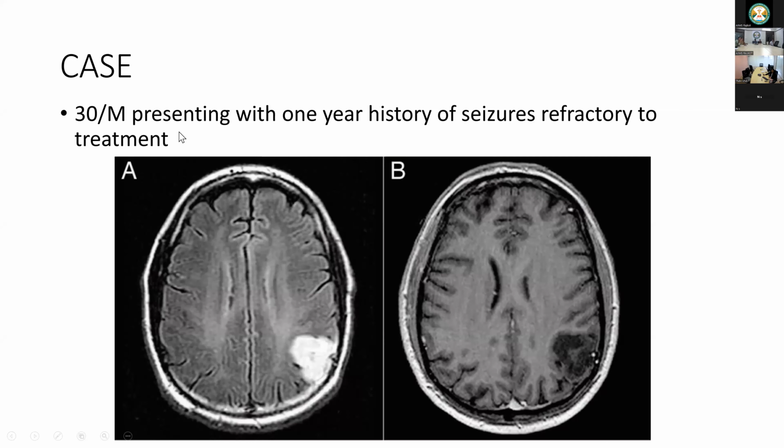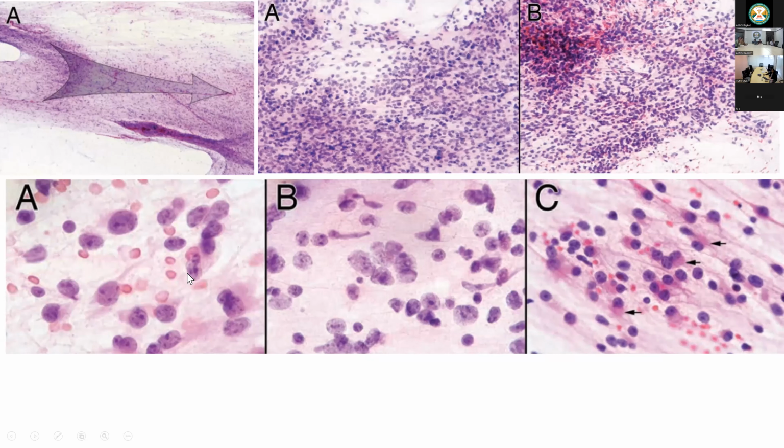Next case, a 30-year-old male presenting with a 1-year history of seizures, which is refractory to treatment. It is a cortical-based tumor, which is also showing extension to the white matter, but there is no enhancement. Again, it points to a low-grade glioma, cortical-based, extending to white matter. So maybe a tumor of the white matter.